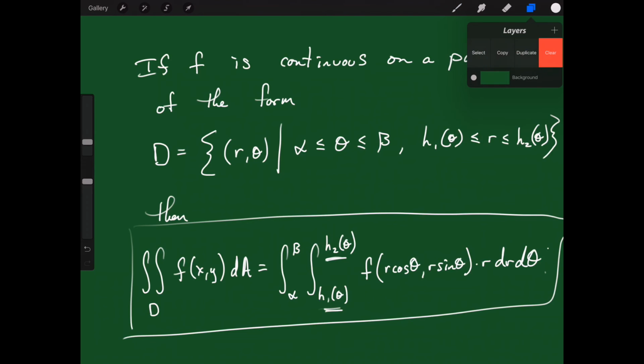Okay, so let's do an example. So let's find the volume.